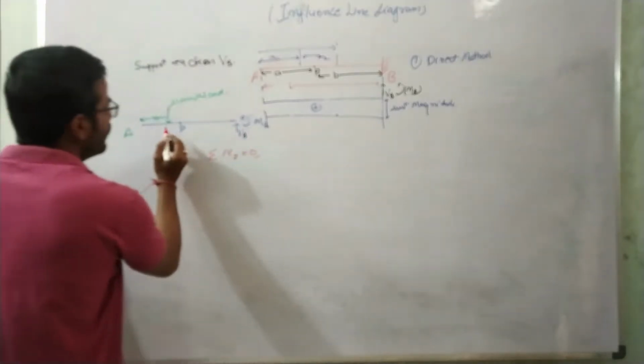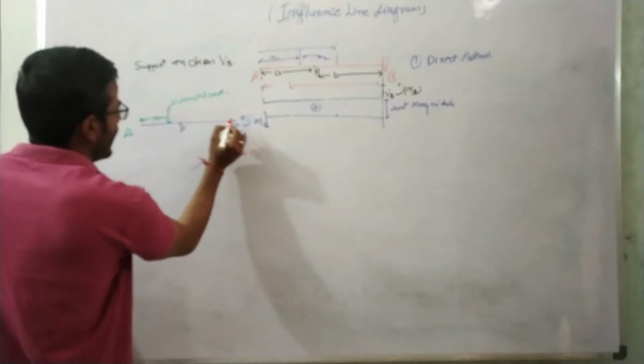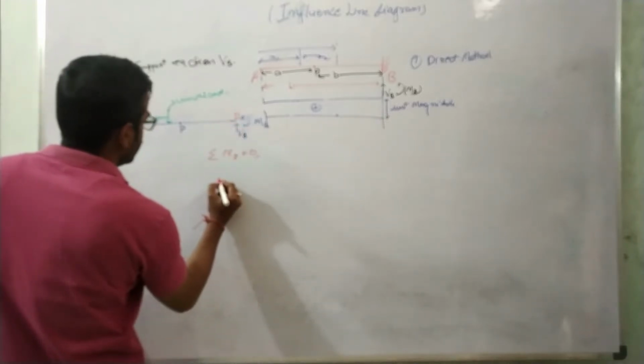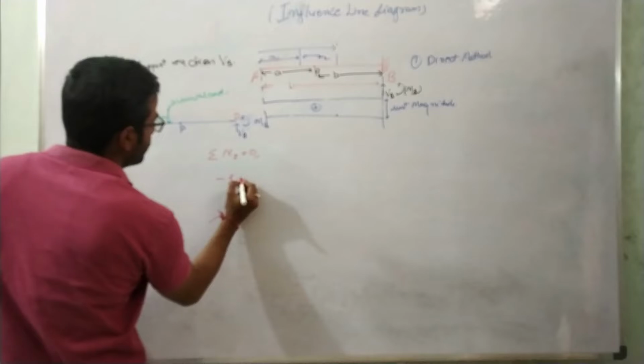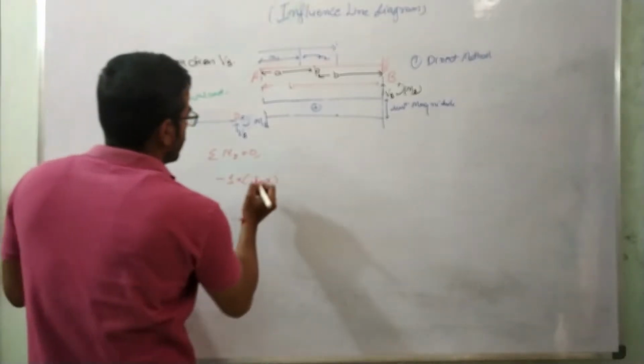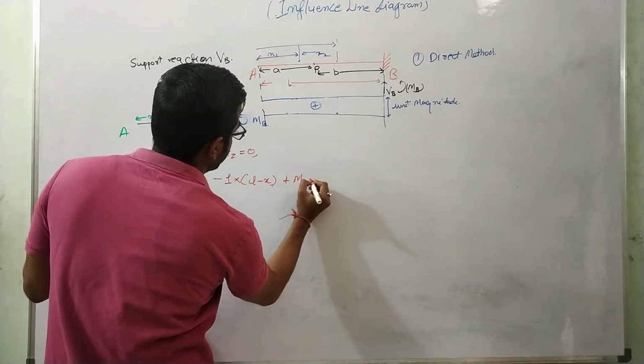If you calculate the moment due to this unit load at this point B, I can write it like this: minus 1 times (L minus x), and summation Mz = 0 at point B will be nothing but MB minus (L minus x) equals 0.